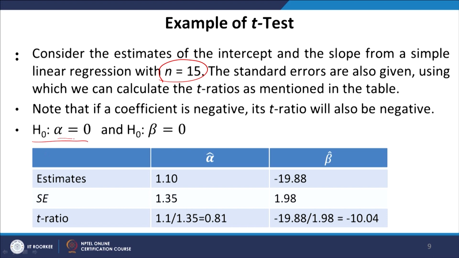So, we test the hypotheses separately. Null hypotheses are alpha equals 0 and beta equals 0. My t ratio would be alpha hat minus alpha divided by standard error of alpha hat. So, the estimate of alpha hat is 1.10 minus alpha, which is 0, divided by the standard error of alpha hat, 1.35, and that turns out to be 0.81. In a similar fashion, my t ratio for beta is beta hat minus 0 divided by standard error of beta hat, which is minus 19.88 divided by 1.98, and that turns out to be minus 10.04.